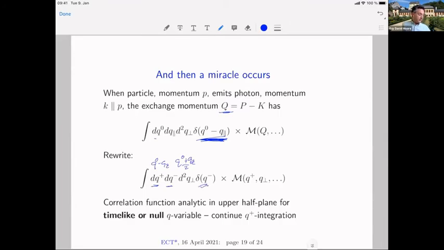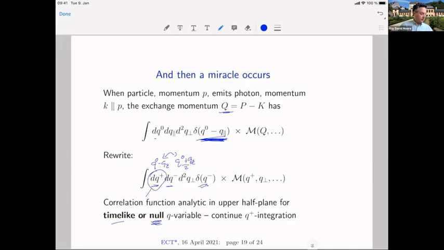But the variable it's leaving here, oh, I wrote them backwards. These are scripts, sorry. The variable it's leaving here is a null variable. And the analyticity properties of correlation functions are that you can continue them into the upper half plane if they're either time-like or null. So this is something we do all the time with retarded functions. And usually we think that that's true of the energy variable, but it's also true of a light-cone variable.